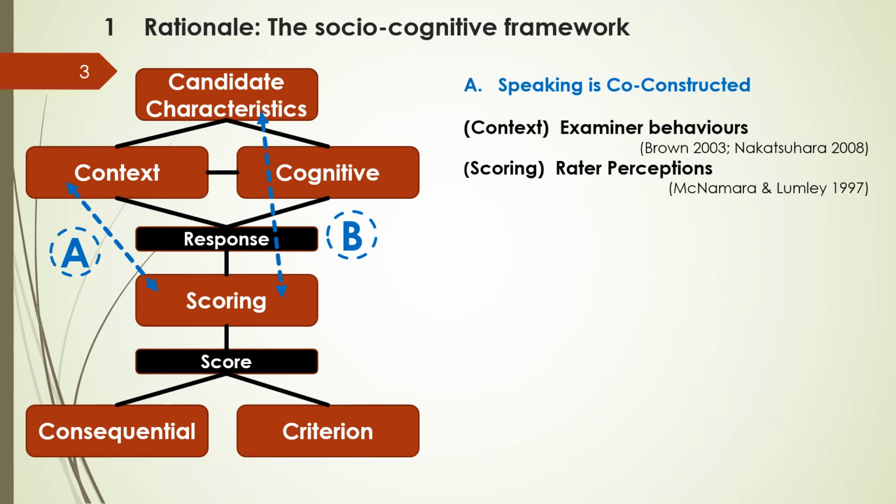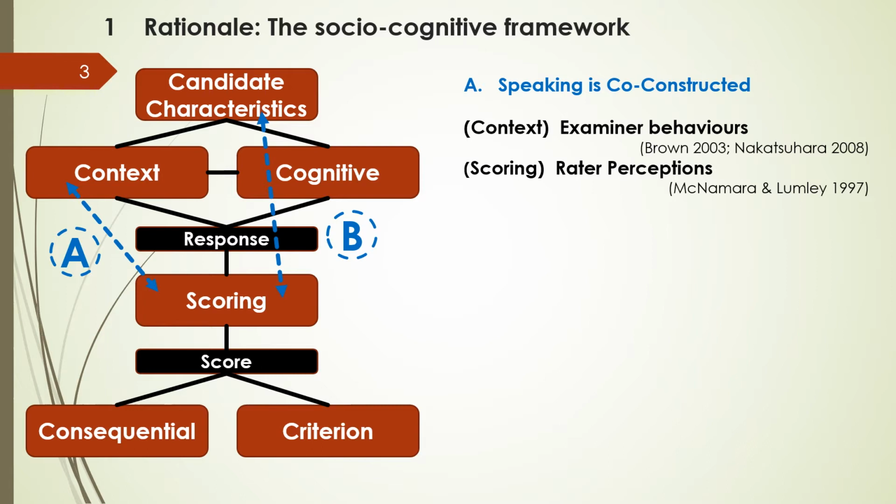McNamara argued that speaking performances are co-constructed. Speaking test scores are not merely a projection of what is in the test taker's head, and research confirms that what examiners say and how they interact with test takers can indeed change the performance. Furthermore, what raters perceive within the performance with regards to those examiner behaviours can also impact final scores. So test scores can reflect factors other than solely L2 proficiency.